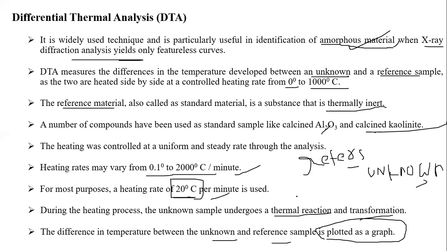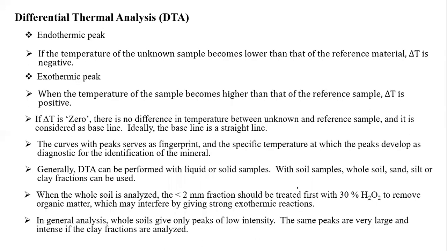We plot a graph. How will that graph look, sir? It will look like this. I will show that graph. Generally that graph has two types of peaks: the endothermic peak and the exothermic peak. What are these endothermic and exothermic peaks, sir? Read this line: if the temperature of an unknown sample, the sample which we collected, becomes lower than the reference sample, delta T is negative. For example, this is a baseline, and this is our sample. We heated our collected sample, and it was much lower in temperature.